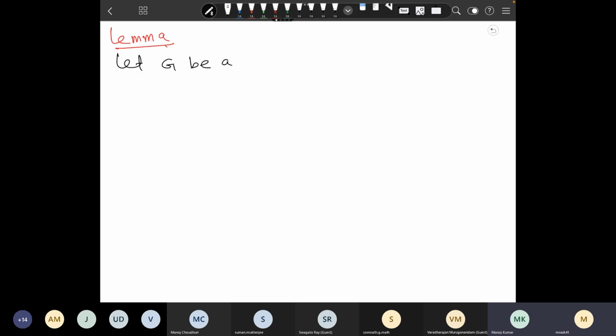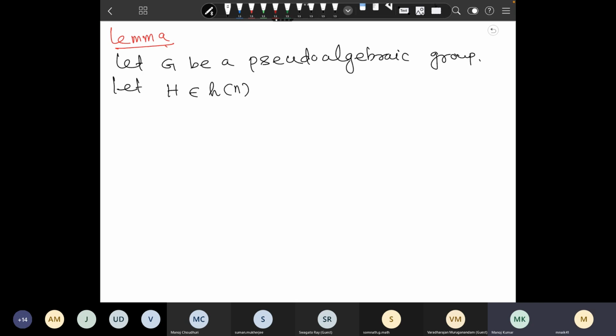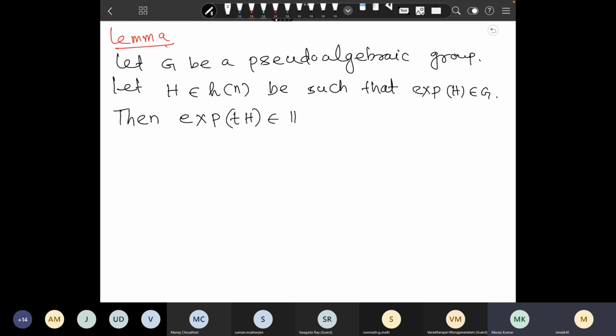So let G be a pseudo-algebraic group. Let H belong to Hn, and let H be such that the exponential of H belongs to G. Then the exponential of tH belongs to G for every t belonging to R.